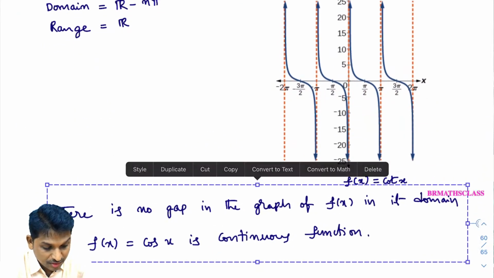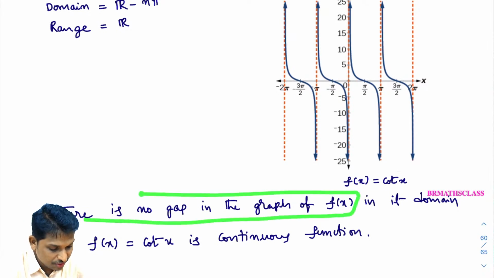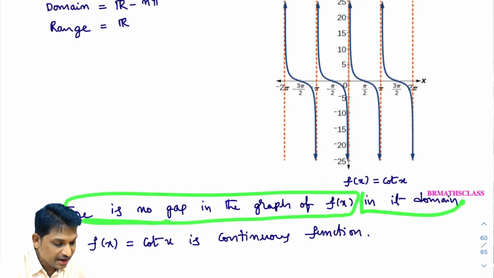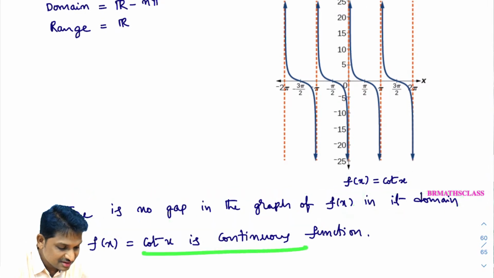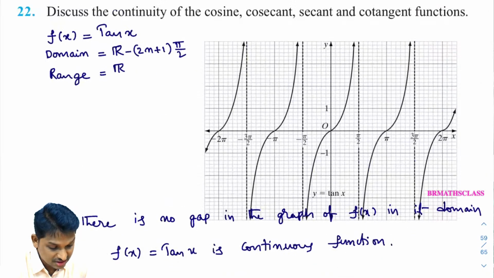Look here. This graph is the cot x graph, no? Cot x graph. You observe here. There is no gap in the graph of f of x in its domain. Therefore, cot x is a continuous function. Cot x is a continuous function.